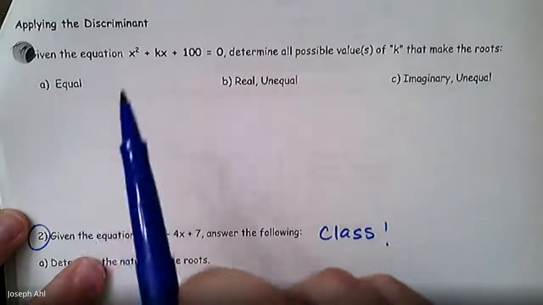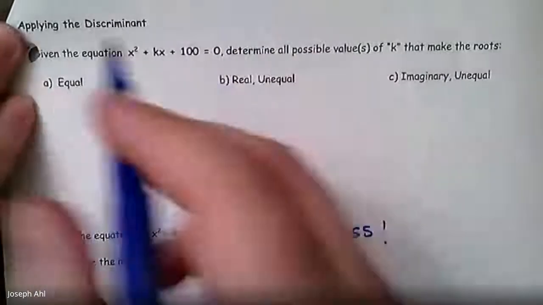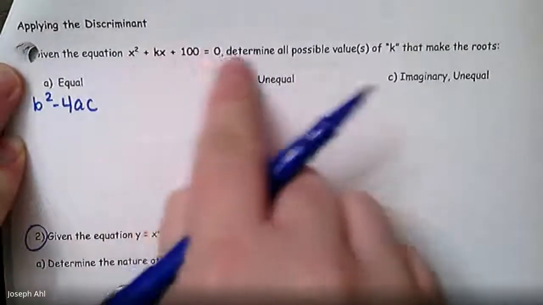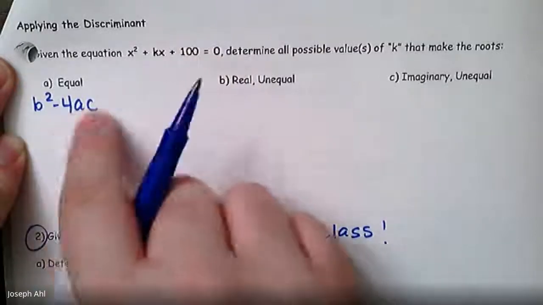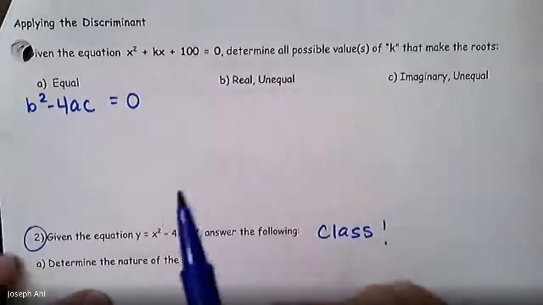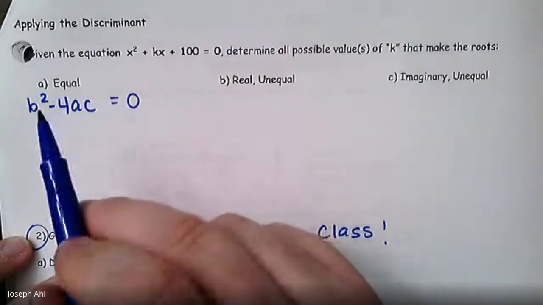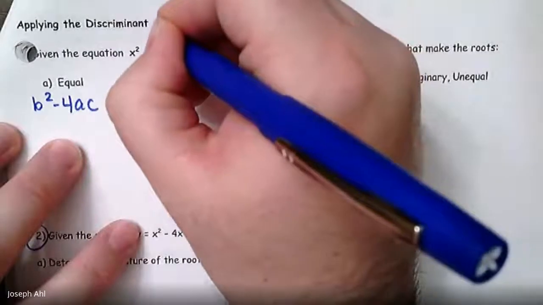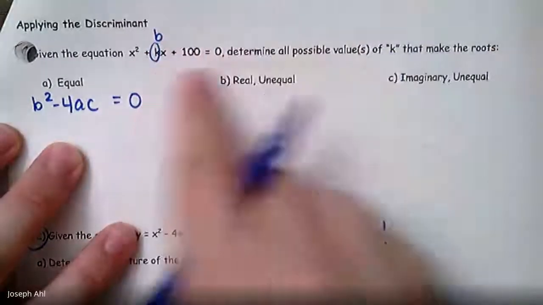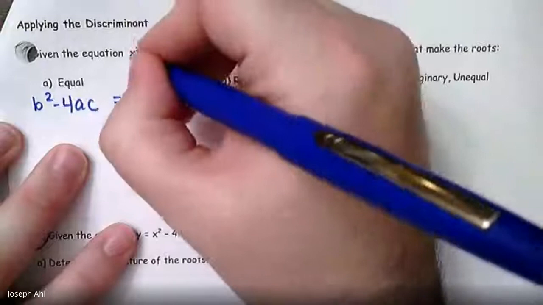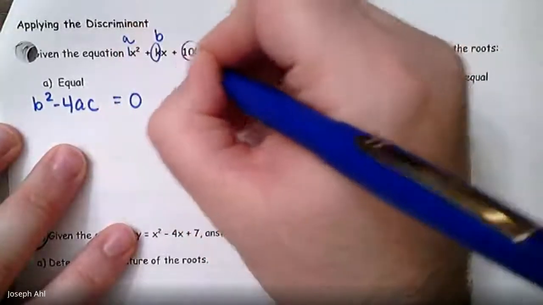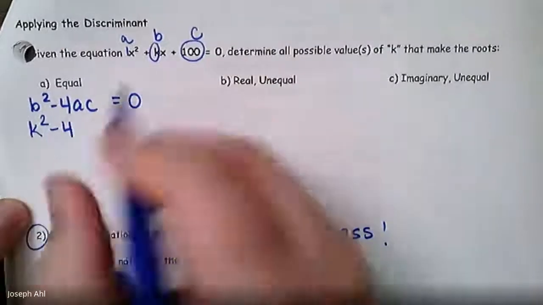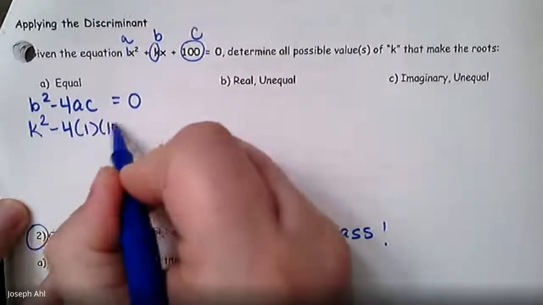Okay, so when we go with the equal case first, this actually is going to be the easiest case. We know that in order to make the roots equal for this, it's a discriminant question. The only way to get equal roots is if the discriminant is equal to 0. So what we're going to do is sub in that the value of b is k, and that's what we're trying to find, right? We're trying to figure out what values of k make this true. We know that a is 1, and we know that c is 100. So go ahead and plug in there, k squared minus 4 times 1 times 100.